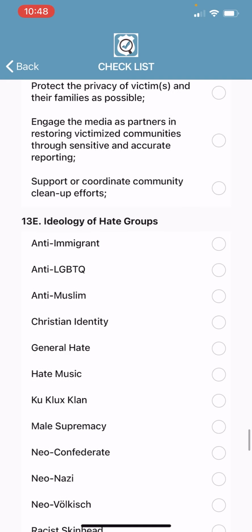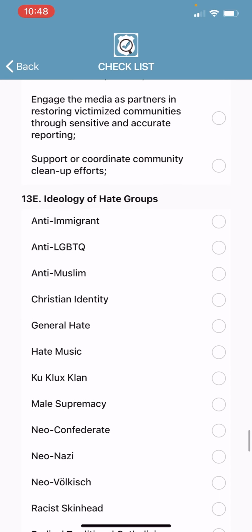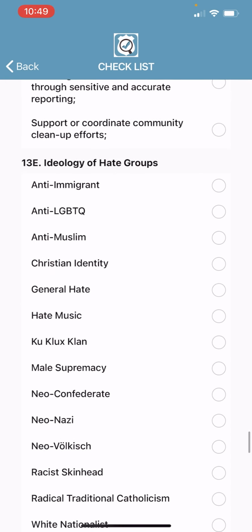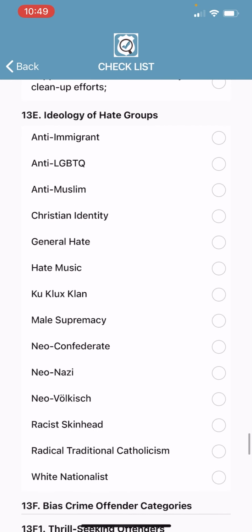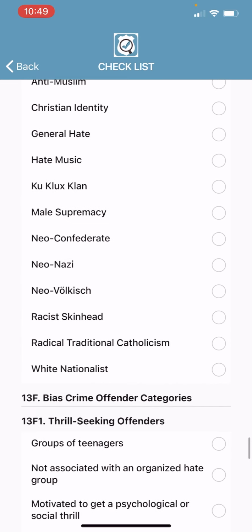Now, giving some details to hate groups. 13E, ideology of hate groups. Who are they? What is their concerns? What are they called?